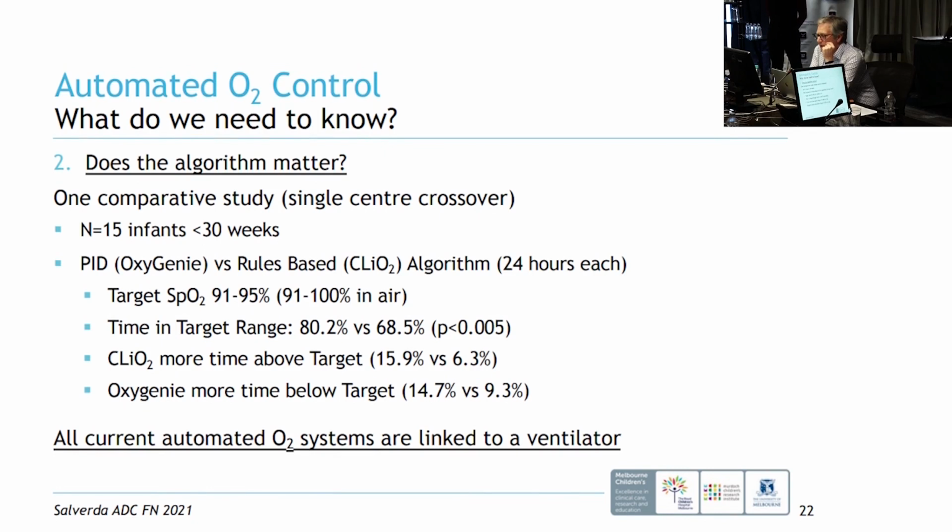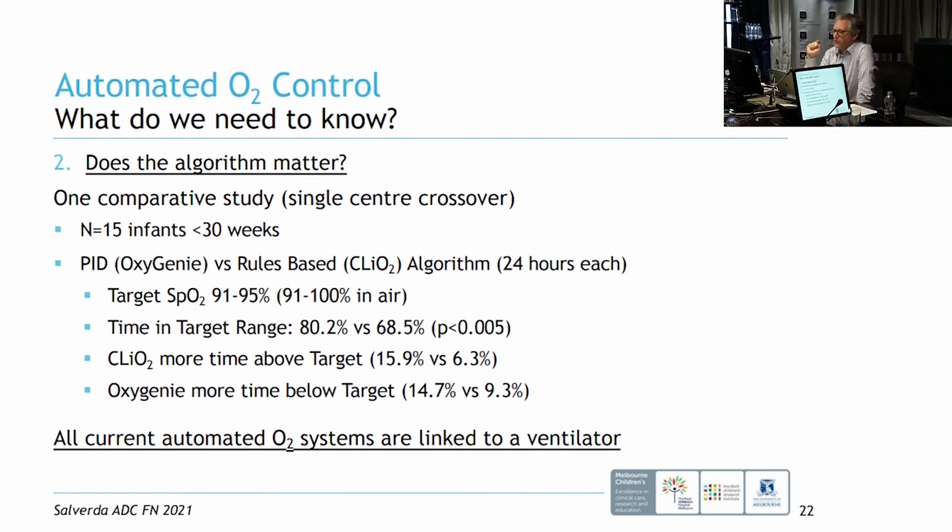And interestingly, there were some differences in where each algorithm targeted. The Clio one was more likely to make you hyperoxic, and the Oxygenie one was more likely to make you a bit hypoxic. So they're each designed to be slightly different.